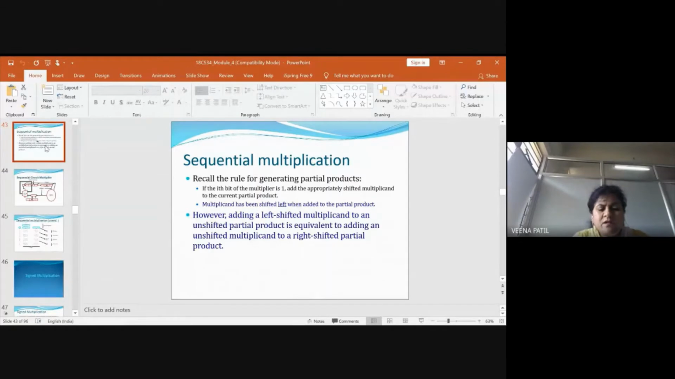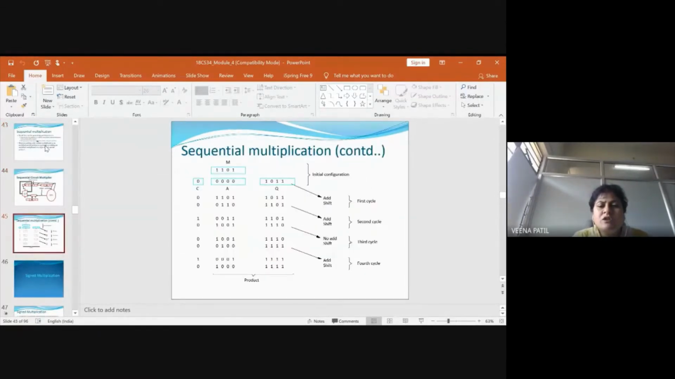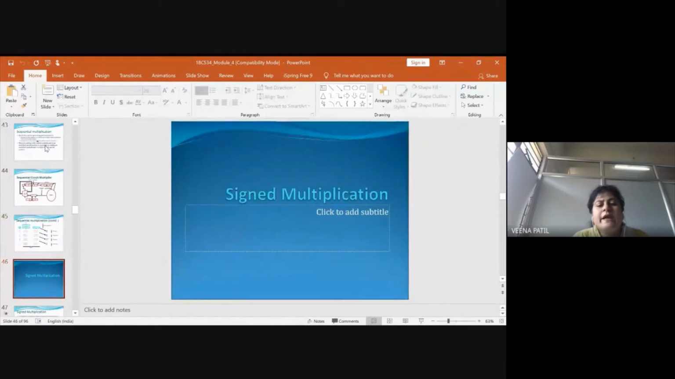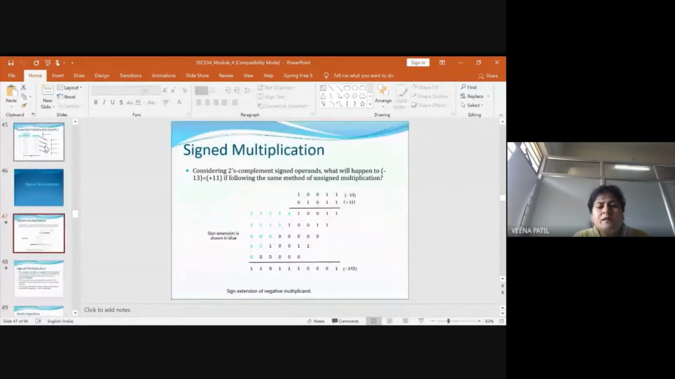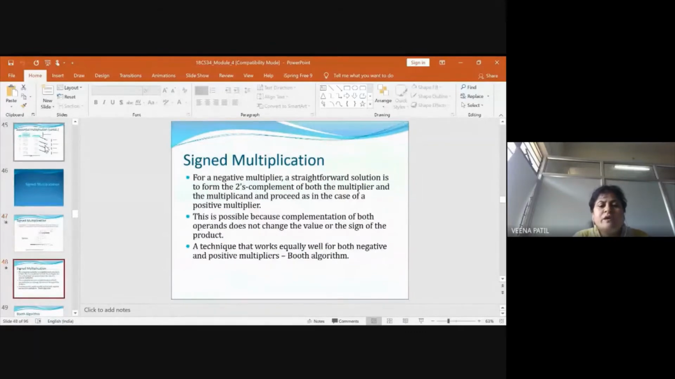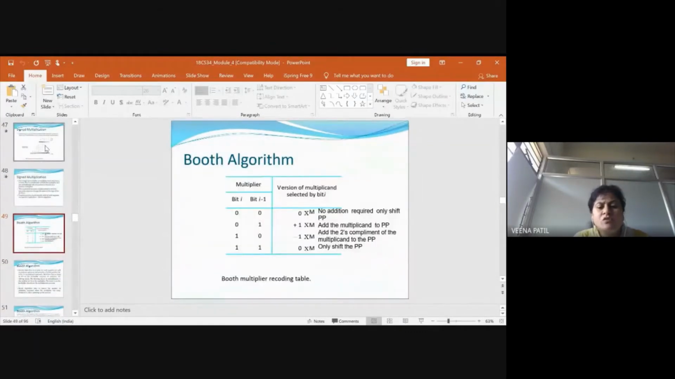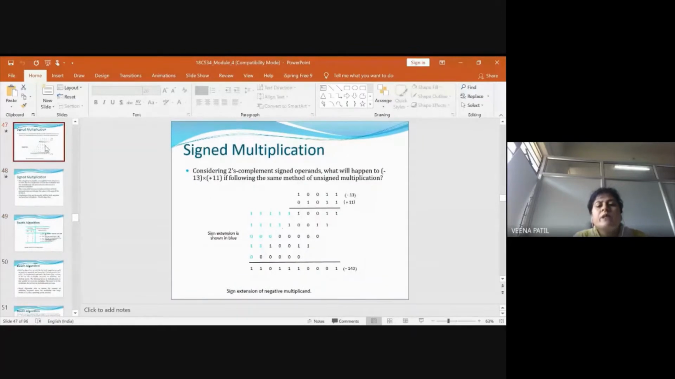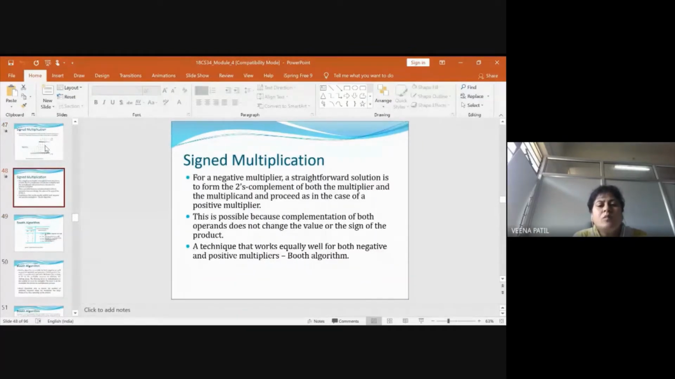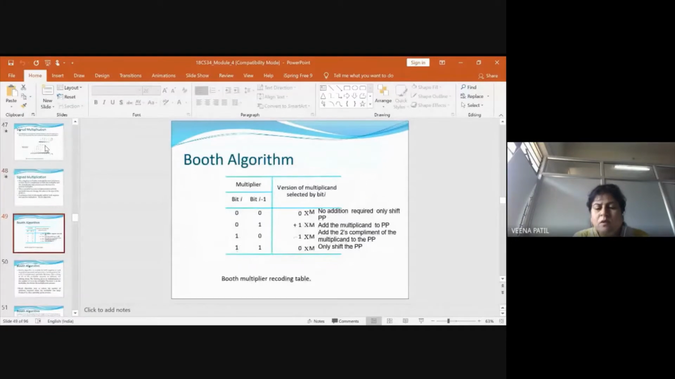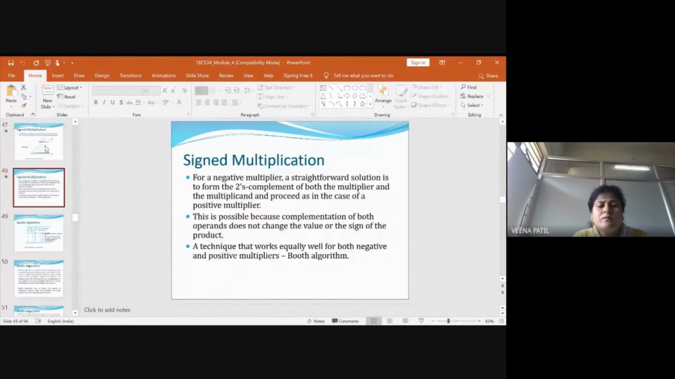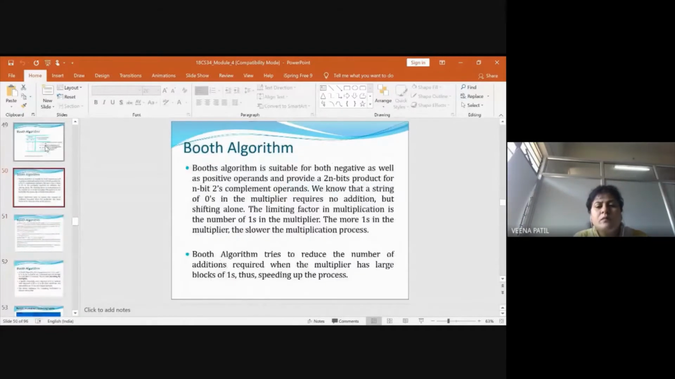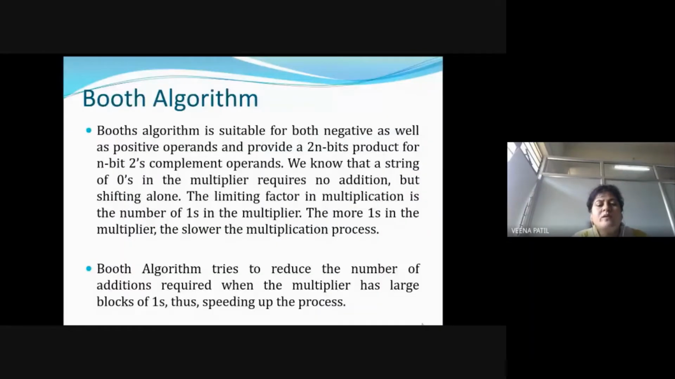So in the previous class, we have studied sequential multiplication, sequential circuit, how we extend the sign, that is sign extension, and signed multiplication also. Now today we are going to learn about Booth's algorithm. What is Booth's algorithm, how do we perform multiplication, and why do we study Booth's algorithm? We'll have a look.